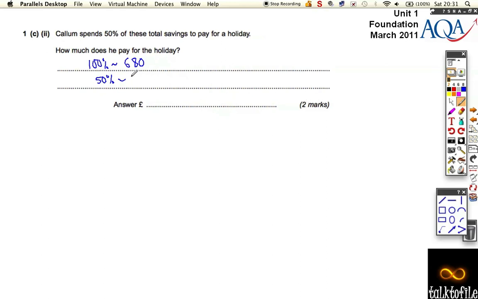So 340 is half. So that's the answer. That's how much he paid for a holiday. £340. So it's a nice percentage and some general graph stuff there. Pause it or rewind it or watch it again if you need to.